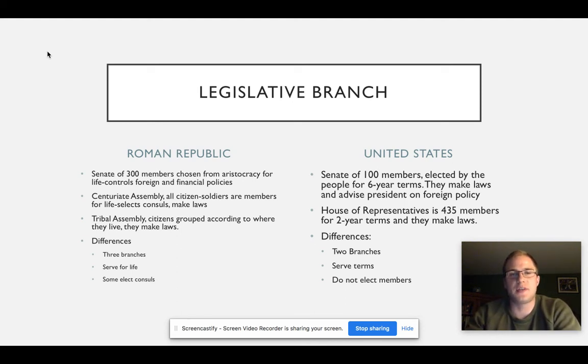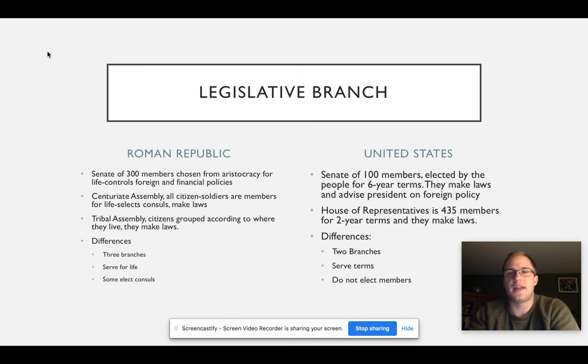The Centuriate Assembly: all citizen soldiers are members for life as well, and they select consuls and make laws. So they'll select the president, and then they'll make the laws. And then the Tribal Assembly, they're more like a citizens group, though they're still wealthy, rich landowners. They are not the lowly farmers of society.